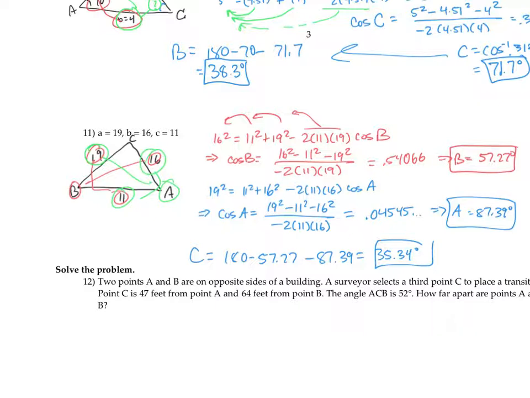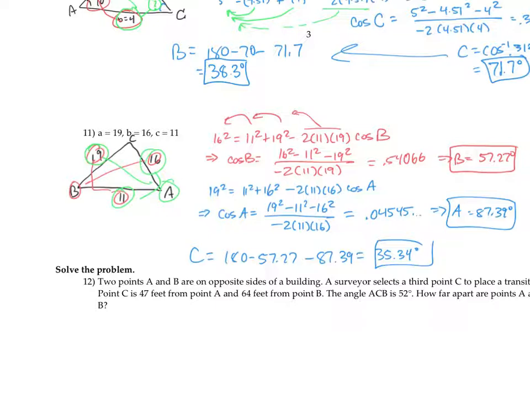Which, if you think about it, makes sense: you look at the smallest side, and the smallest angle is going to be opposite it. The largest angle is going to be opposite the biggest side, so 87.39 is the largest, and B is somewhere in between. Fabulous. All right, so now let's move on to an application.